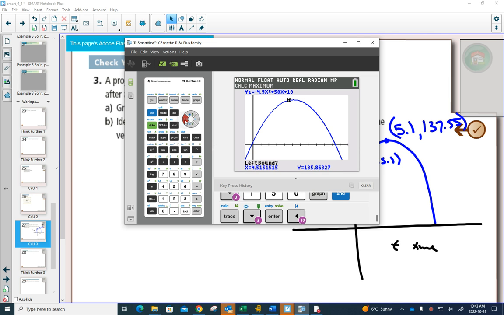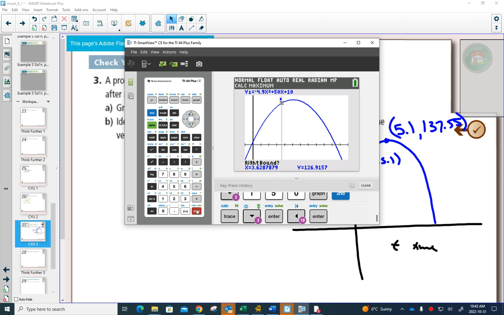So I go to the left side of my maximum by clicking, and I push enter, and it draws a little arrow. Some calculators just do the arrow, mine draws an arrow and a line. And then it asks you to go to the right side of your maximum.